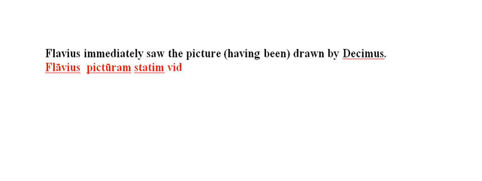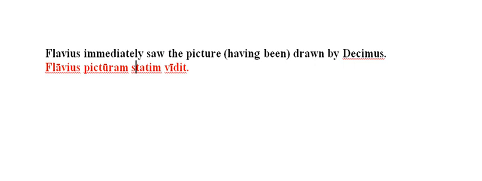And I'm going to do here, this is like Latin 1. Flavius immediately sees the picture. Of course, we don't want it to be Latin 1 because we have simple completed. To do a simple completed, you need the third principal part, the completed stem. Video, videre, vidi. Remember, some completed stems are formed by just lengthening the vowel. Flavius immediately saw the picture. That's the simple sentence. That's like Latin 1, really, except I have a completed verb, vidit.